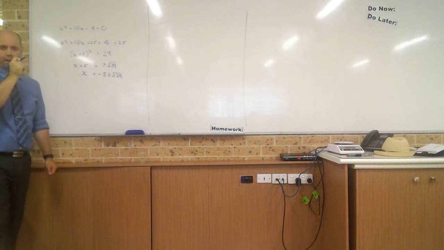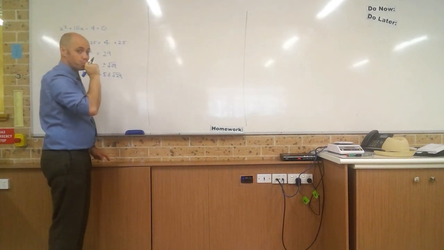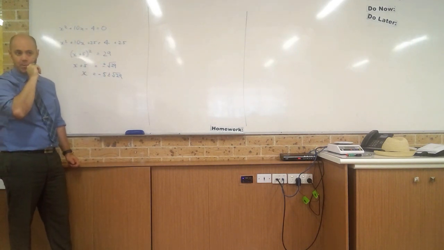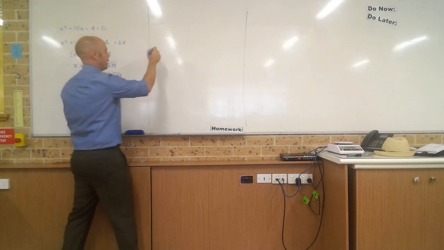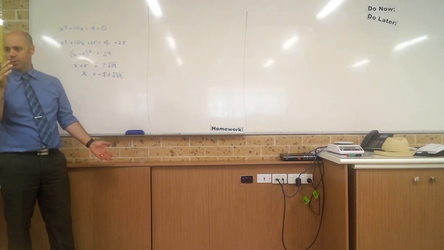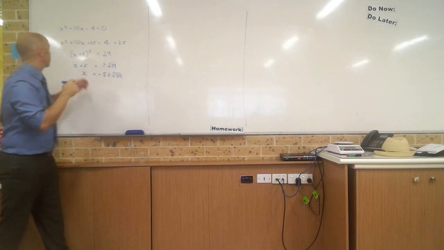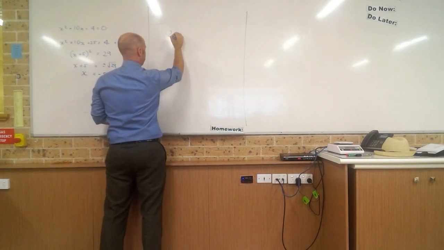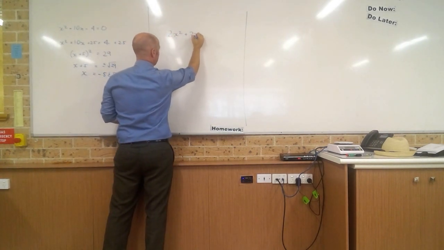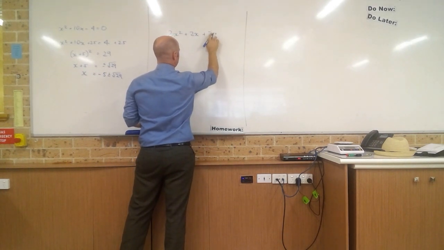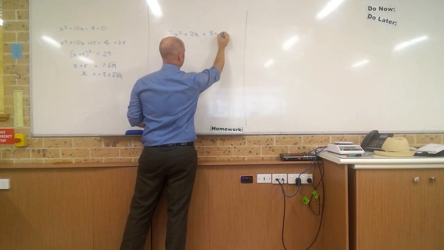What does monic mean, Michaela? Do you remember? Who can remind us, what does monic mean? What's a monogram? One. Okay, what is monic going to have something to do with? One. So this is monic in that the coefficient of the x squared term is 1. Okay, so a non-monic.